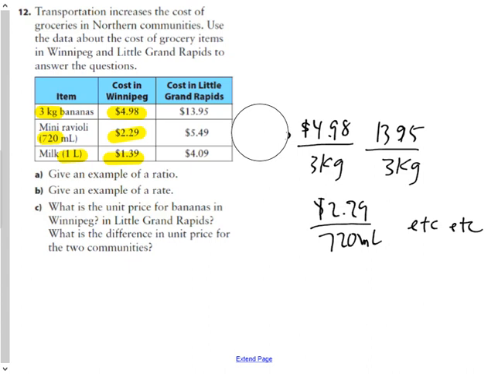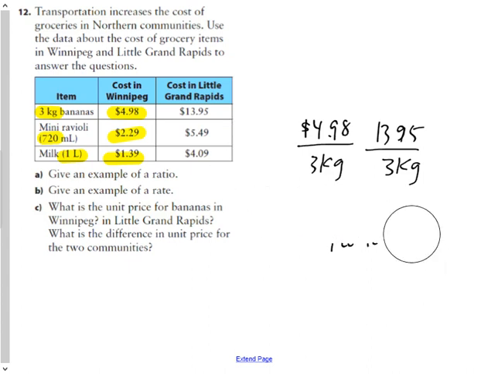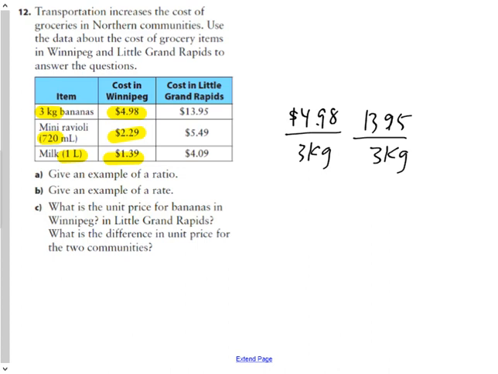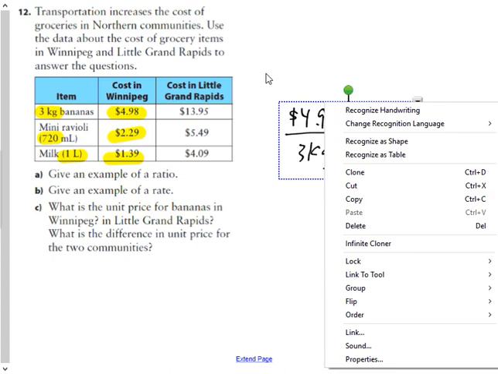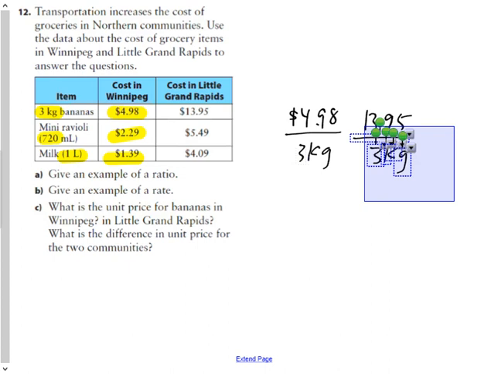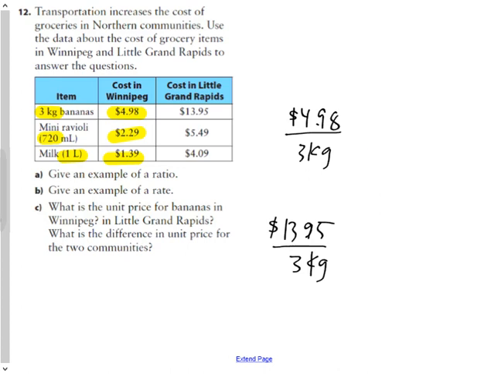But in C, it asks us to take the 2 unit rates for bananas. I'll have to unlink these. Hang on a second. Ungroup them. Where's my group button? Right there. Take this one over here. And it says calculate. Oh, no. There, that's better. So we have the unit, or the rate of bananas in Winnipeg here and Little Grand Rapids here.